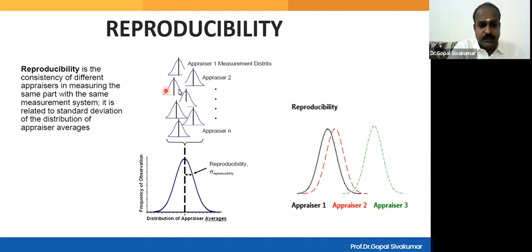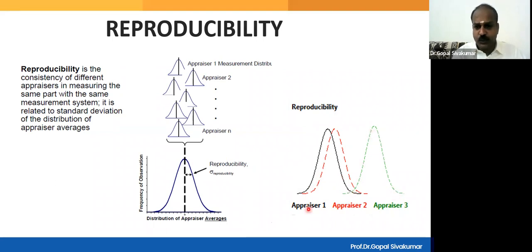So whether I am collecting the data or you are collecting the data or someone else is collecting the data, since the product is same, all of us should give the same reading. If this is not happening, the error is called reproducibility error. Look here, there are three appraisers. Appraiser 1 represented in black color, appraiser 2 represented in red color, appraiser 3 represented in green color.